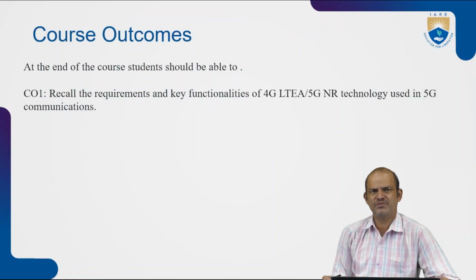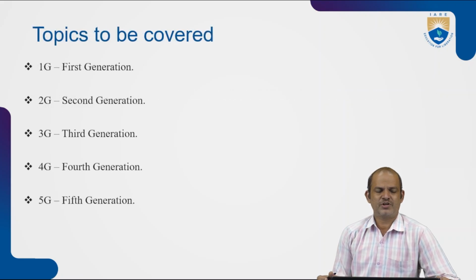The course outcomes of this course are that at the end of the course, students should be able to recall the requirements and key functionalities of 4G, LTE, long-term evolution, and 5G NR, the new radio technology used in 5G communications. Topics to be covered are from 1G first generation, second generation, third generation, fourth generation, fifth generation.